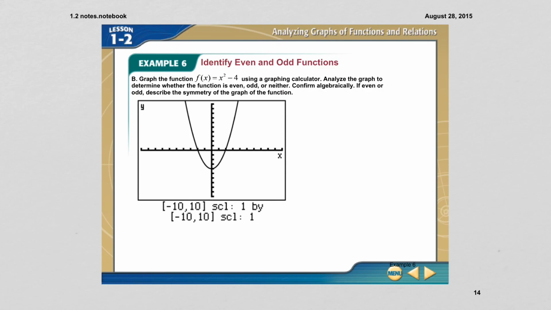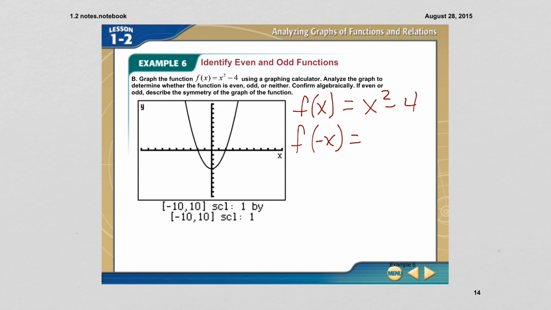Okay, we went ahead and graphed the function, and we're going to analyze it. By looking at it, it looks like it is symmetric about the y-axis. Well, let's go ahead and check it. To do that, all I have to do is use our f of x that we're given, f of x equals x squared minus 4, and compare it to f of negative x.